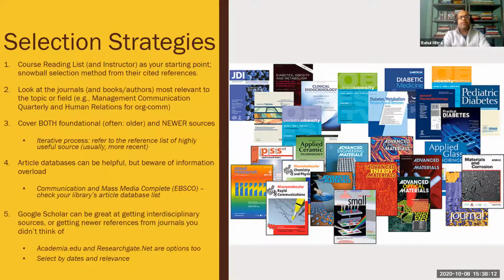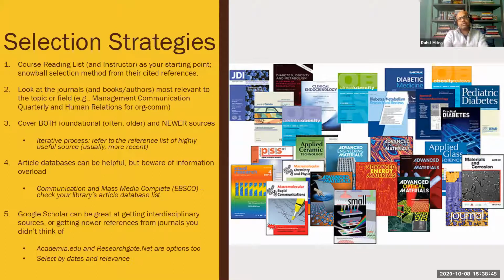Lastly, Google Scholar. Google Scholar is really, really great, especially, I found in my experience, for getting interdisciplinary journal articles and very recent journal articles, in some cases journals that you didn't even think of earlier. So just type in scholar.google.com and use your keywords for your topic, and that will be really, really helpful.